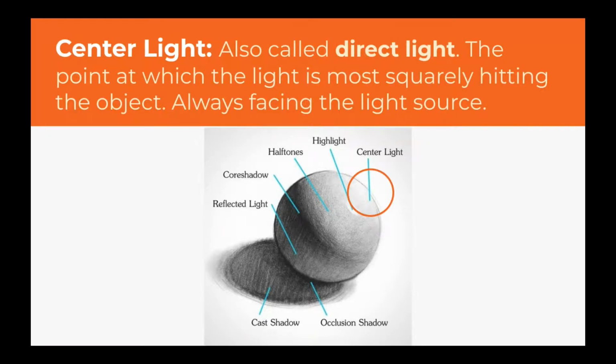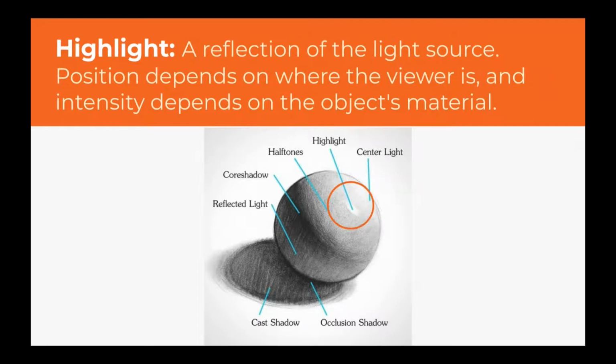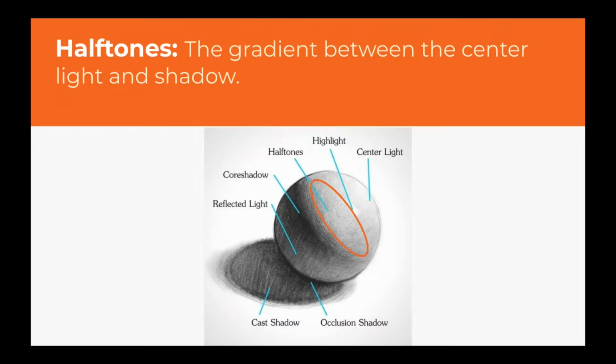Then we have the center light. This is also sometimes called the direct light. This is the point at which the light is most squarely hitting the object. It's always going to be facing the light source. Next, we have the highlight. This is a reflection of the light source on the object. The position of the highlight actually depends on where the viewer is, and the intensity of it depends on the object's material, how shiny it is, basically.